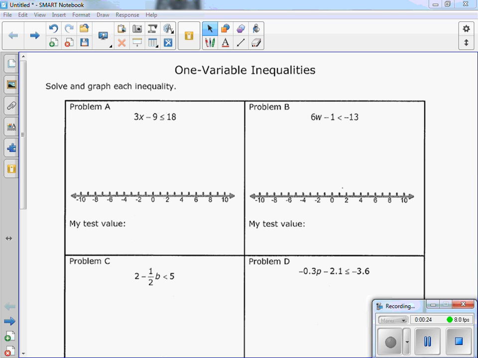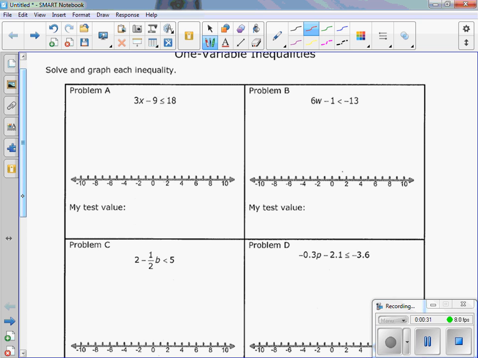So we're going to be solving these inequalities just like we would equations. So on our first problem, pretend like this is an equal sign. It's not, but we're going to pretend like it is. So this is a plus 9, which is 3x equals 27, and then divide both sides by 3. So x doesn't equal, it is less than or equal to 9.